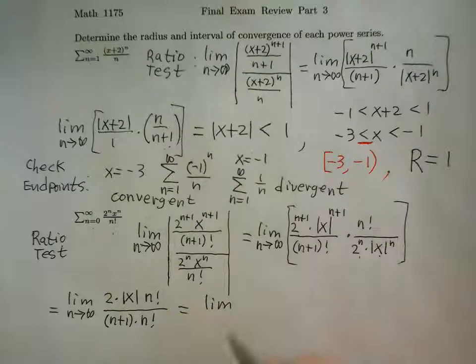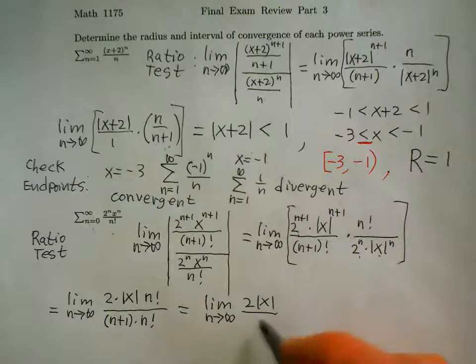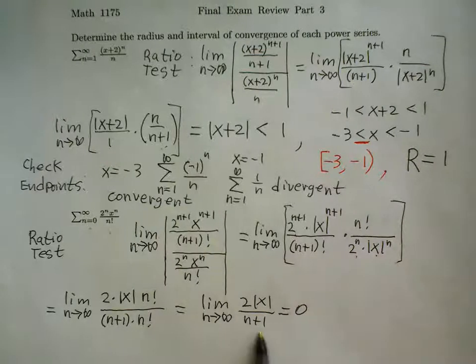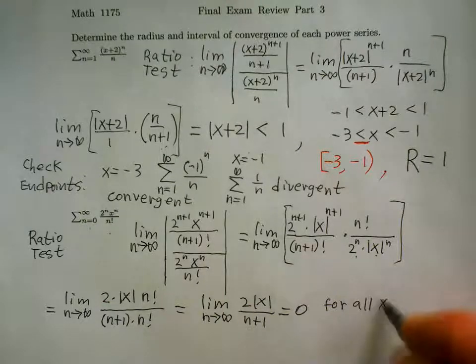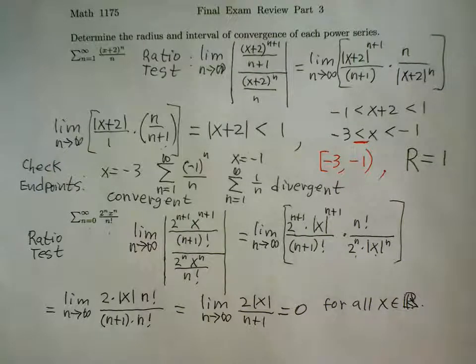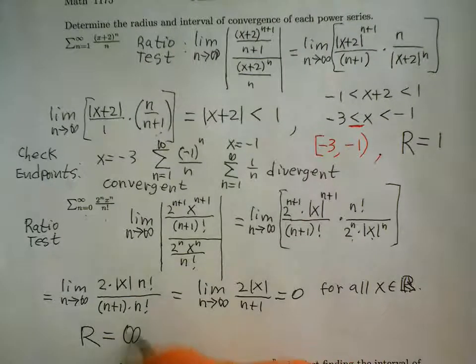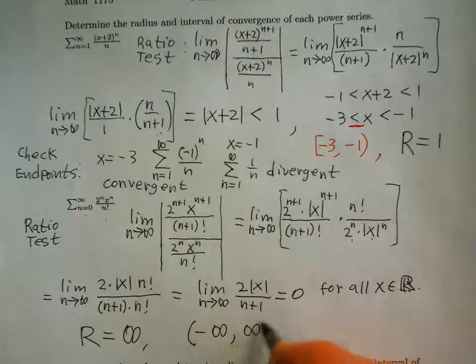So the n factorials cancel. And the limit of 2 times the absolute value of x divided by n+1, this limit is equal to 0 for all values of x. So for all real numbers x. So that means the radius of convergence is infinity, and the interval of convergence is from negative infinity to infinity.